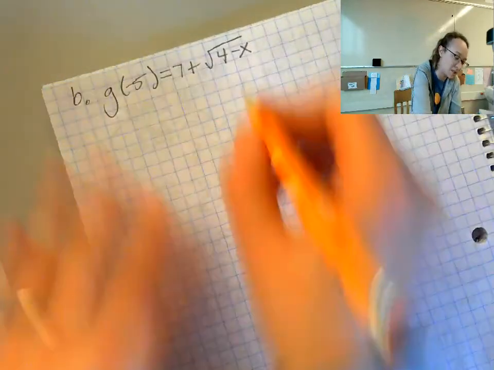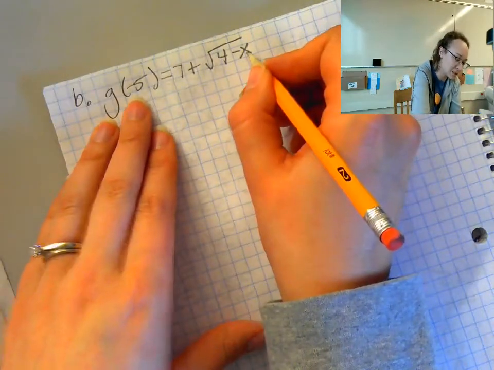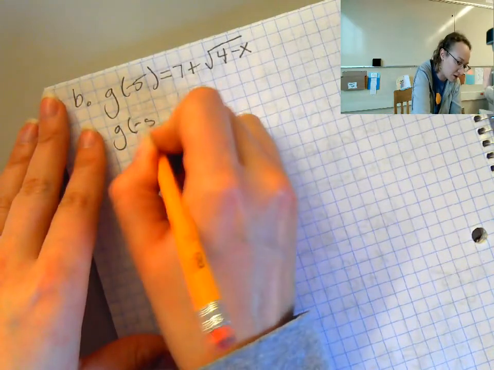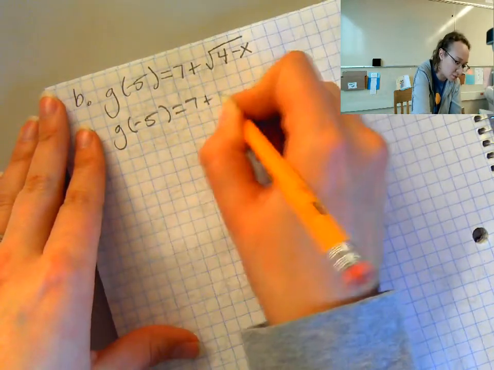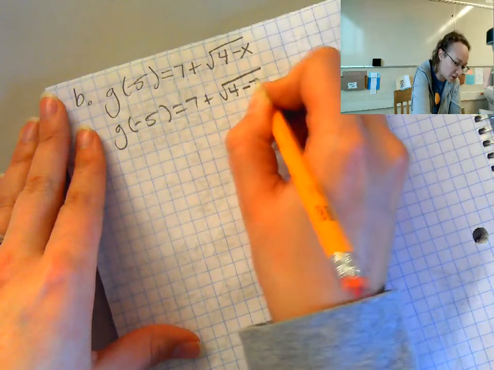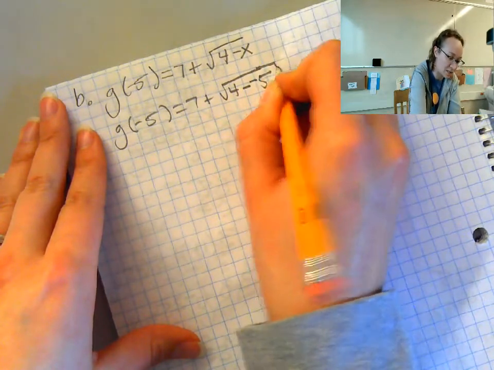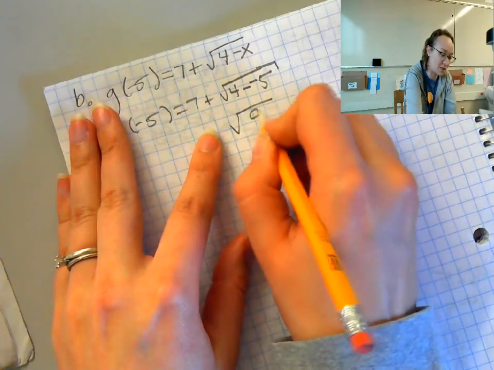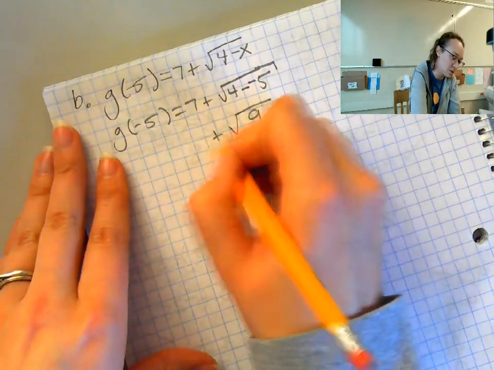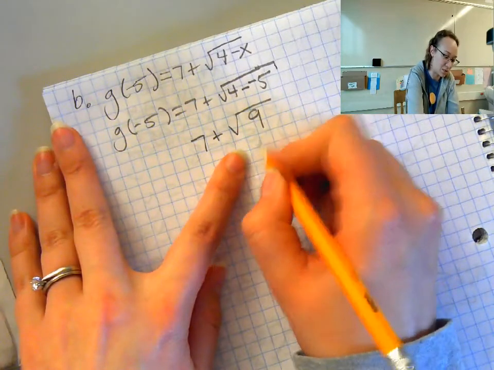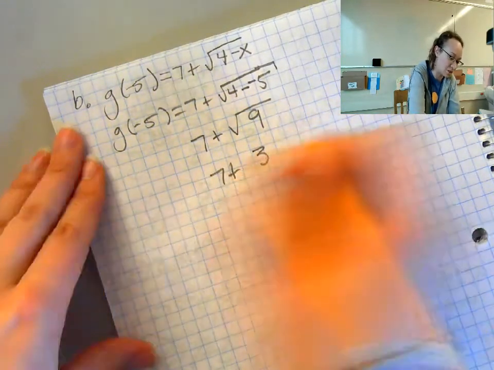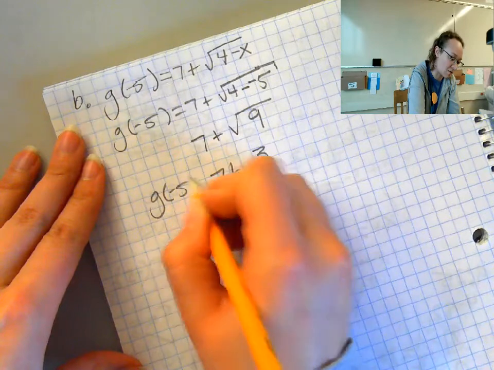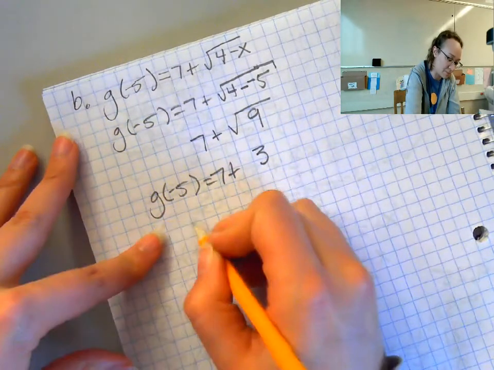On B, I'm going to need to put the -5 in place of the x. So g of -5 equals 7 plus the square root of 4 minus -5. Subtracting a negative, we know that is just like adding, so this is really the square root of 9. Square root of 9 is 3, so 7 plus 3, so g of -5 equals 10.